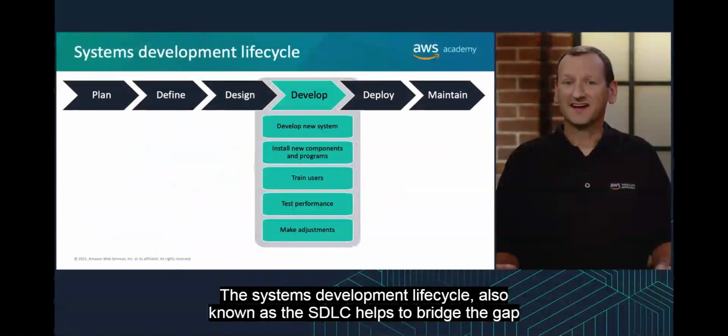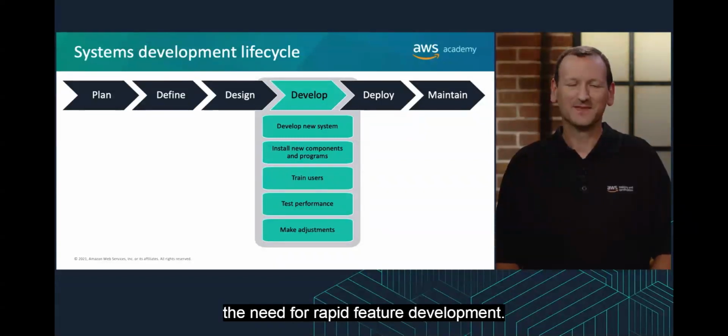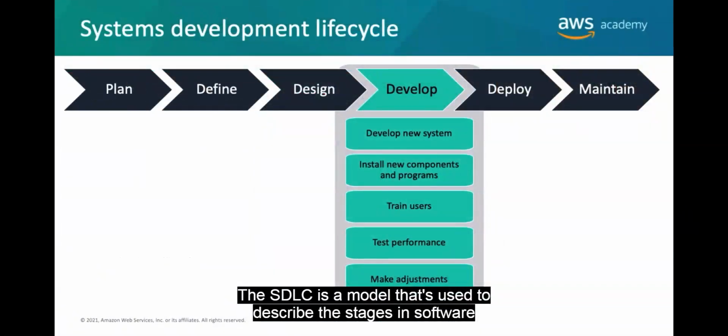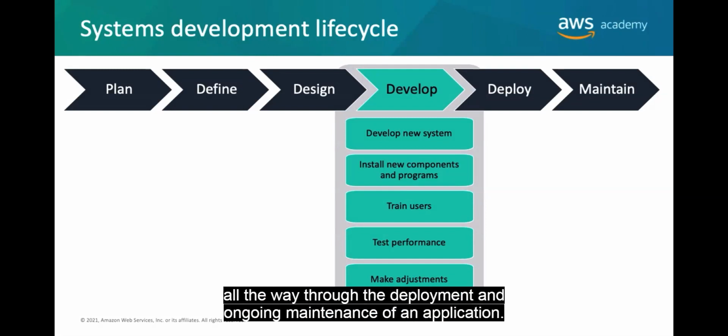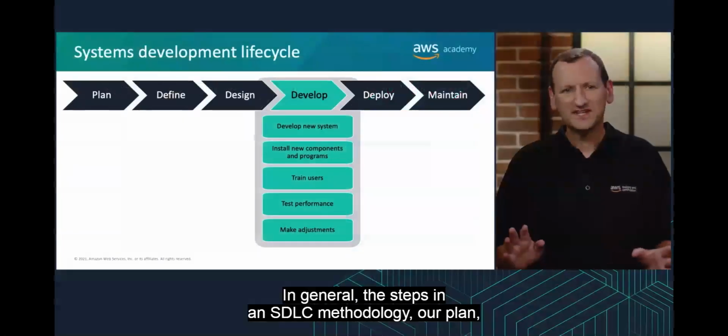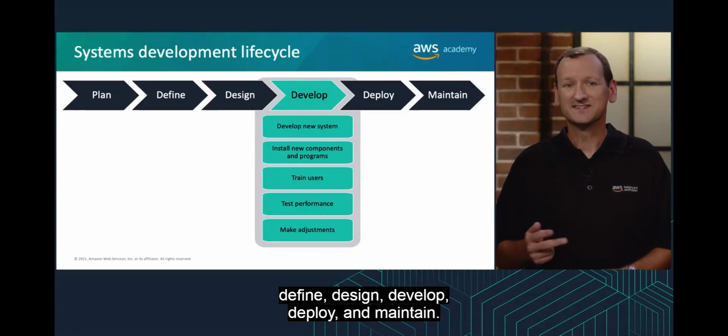The Systems Development Lifecycle, also known as the SDLC, helps to bridge the gap between the stability of an organization's operations and the need for rapid feature development. The SDLC is a model that's used to describe the stages in software development. These stages include the initial feasibility study all the way through the deployment and ongoing maintenance of an application. In general, the steps in an SDLC methodology are plan, define, design, develop, deploy, and maintain.